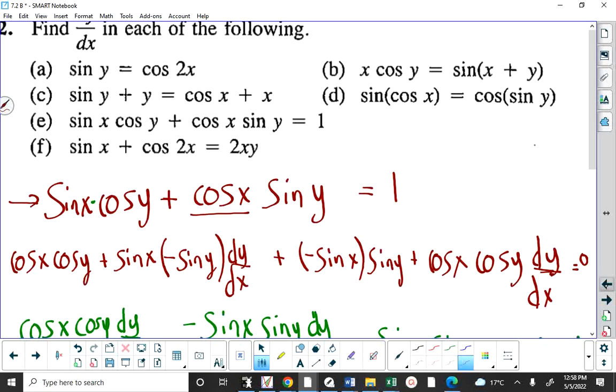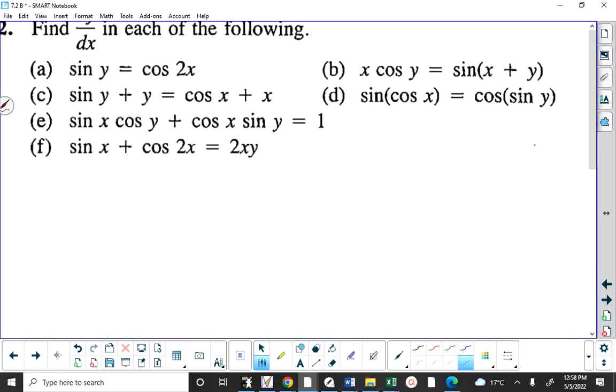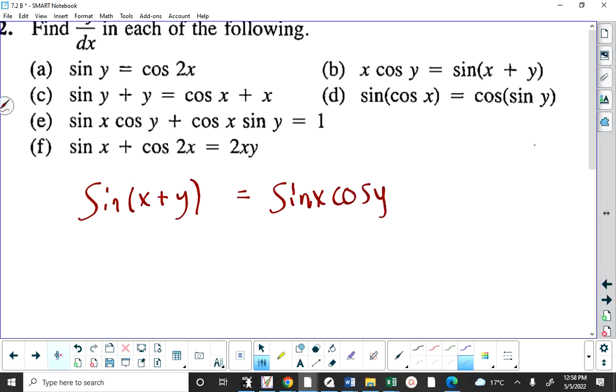I wish I would have seen that, because it certainly makes your job easier, doesn't it? Sine of x plus y, when you go to your identity sheet, is sine of x cos of y plus cos of x sine of y. And you shouldn't feel bad for not catching that. There's a lot of things to keep track of.